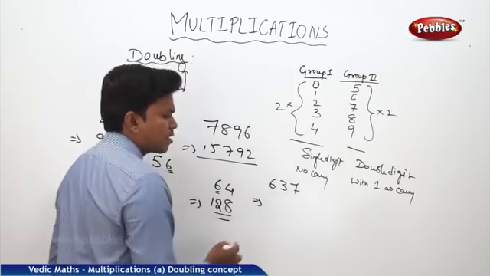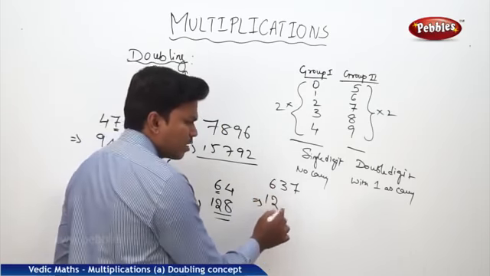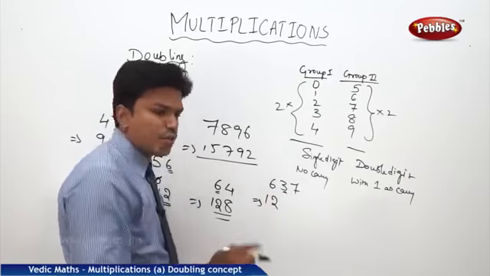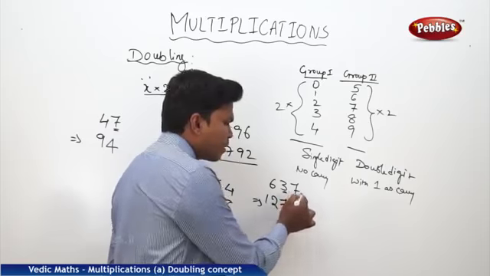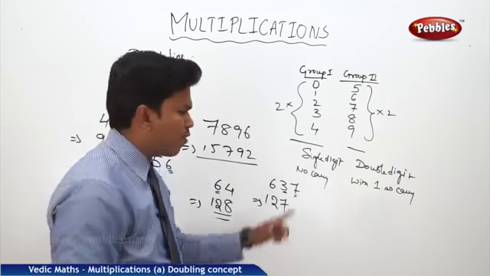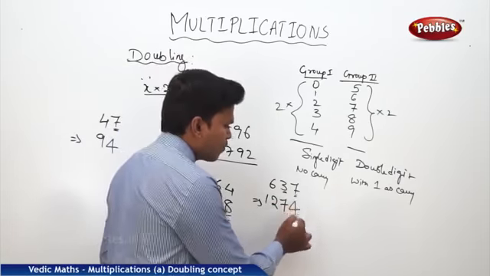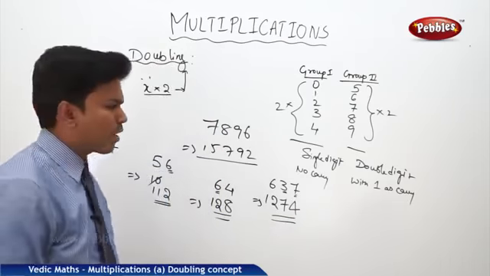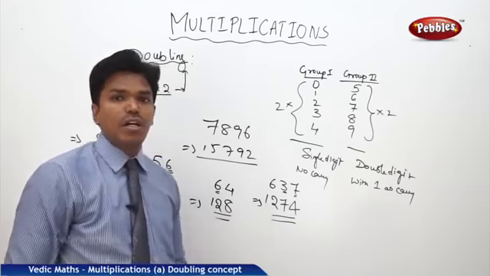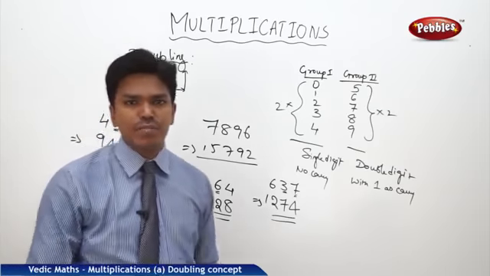Suppose let us take 637. I want the double of 637. 2 6s are 12 will be 12 only. Why? Because the next number is first group. 2 3s are 6, but 7. Why? Because the next number is second group, that is 7. Now what is 2 7s? 14, so 4. So your answer is 1274. Like that we will do the doubling of the numbers as fast as possible.